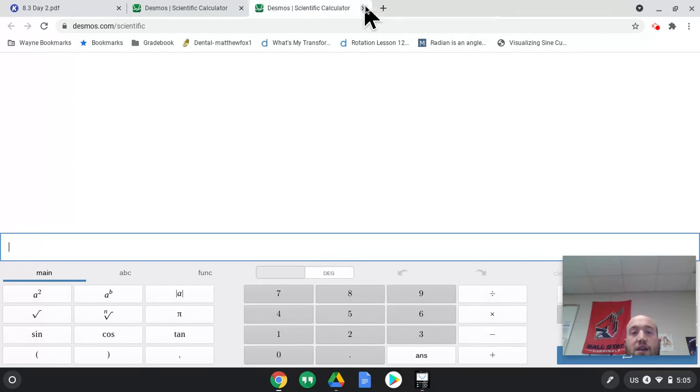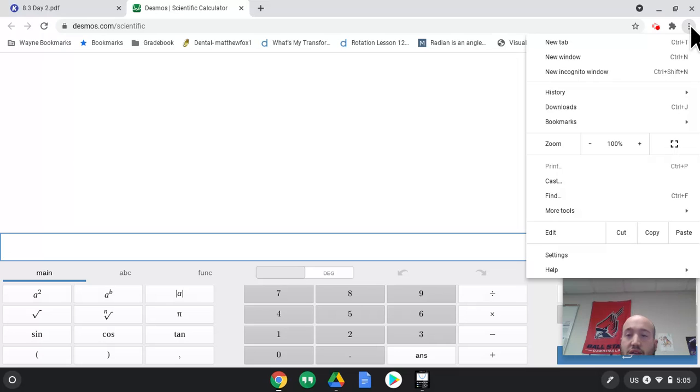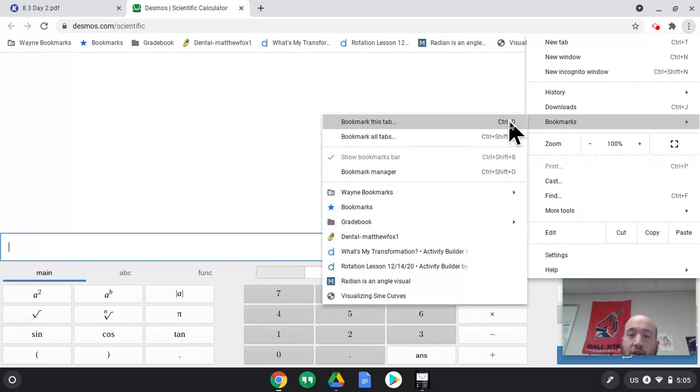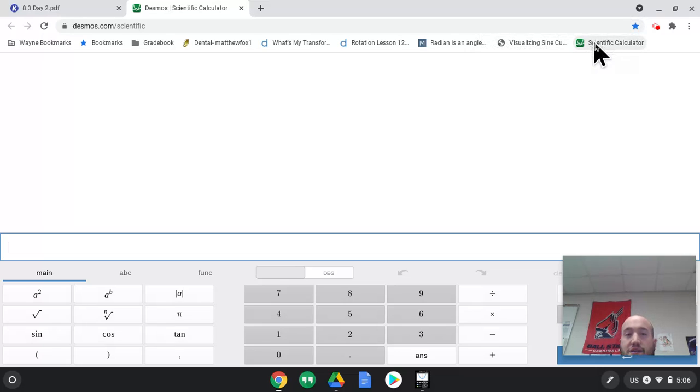Once you get that loaded, I would bookmark this. To do that on your Chromebook, go up here, hit the 3 dots, come down to bookmarks, and bookmark this tab. Make sure this says bookmark bar, if not, change it. And then maybe label that Desmos Scientific Calculator. I'm just going to delete the Desmos part of mine and just say Scientific Calculator so I know where I have that. Then I'll always have easy access to it whenever I need it. I click it and it loads.